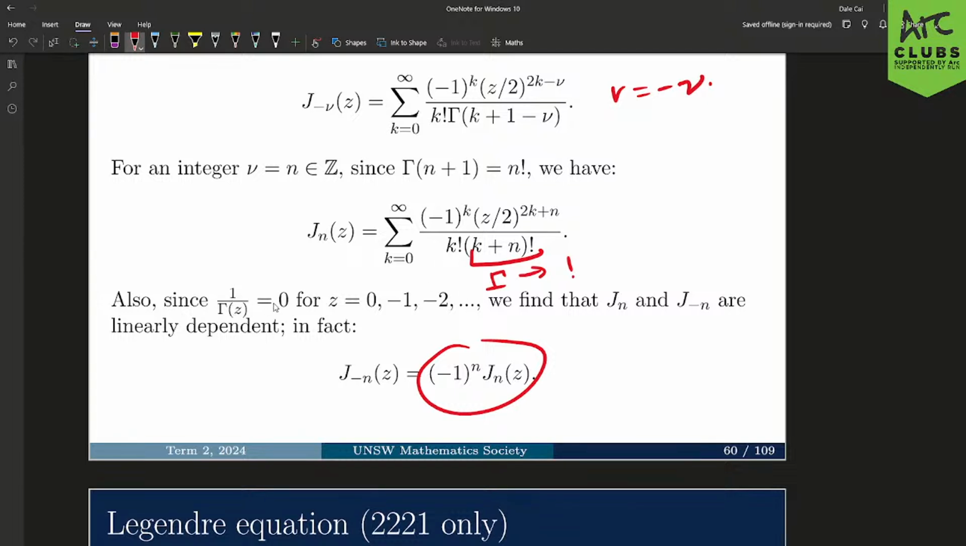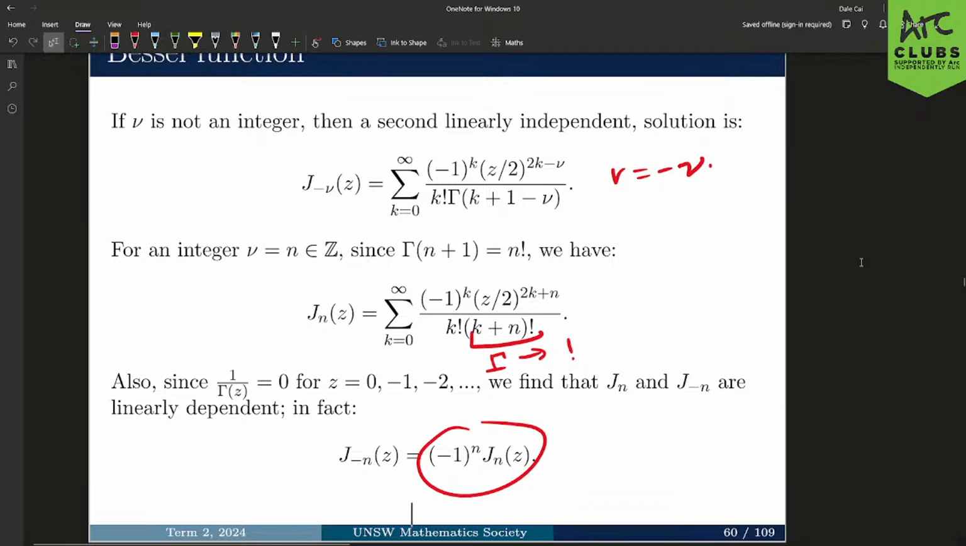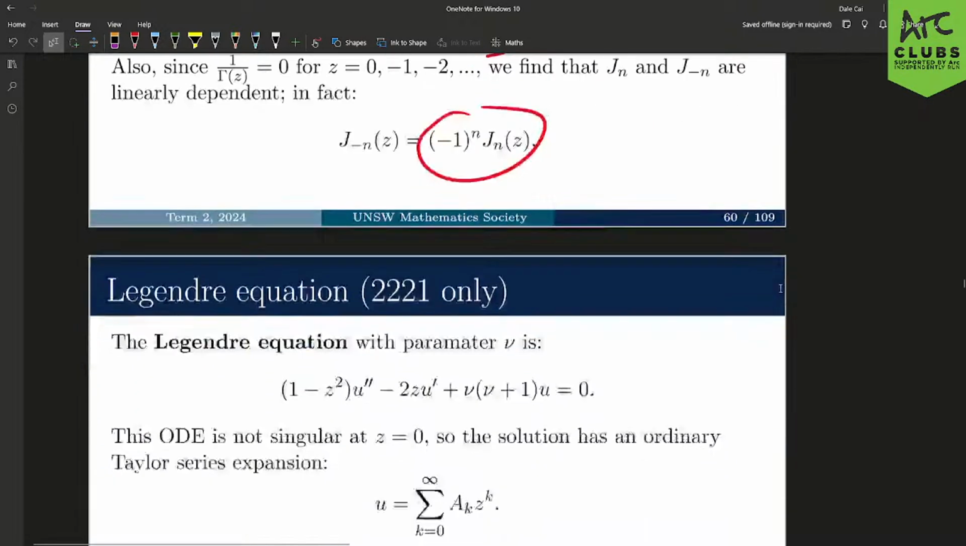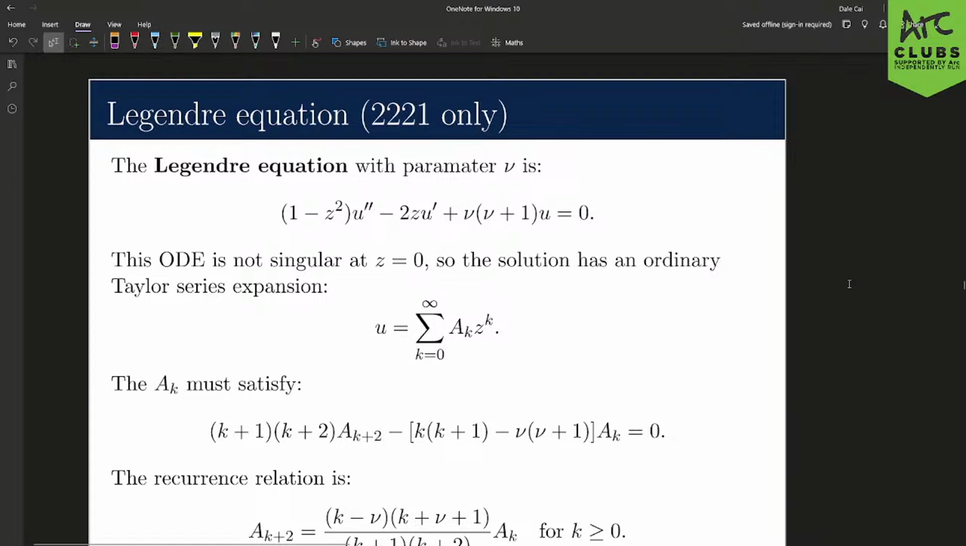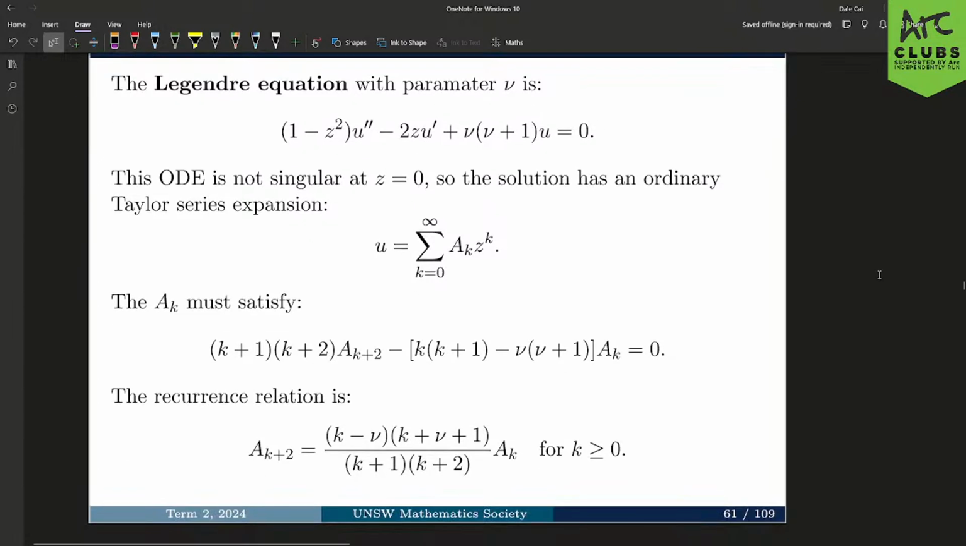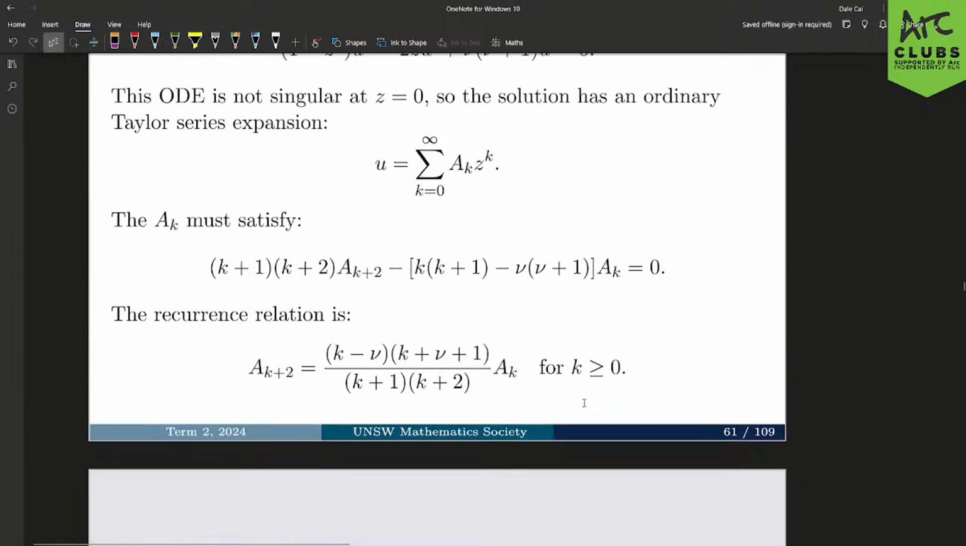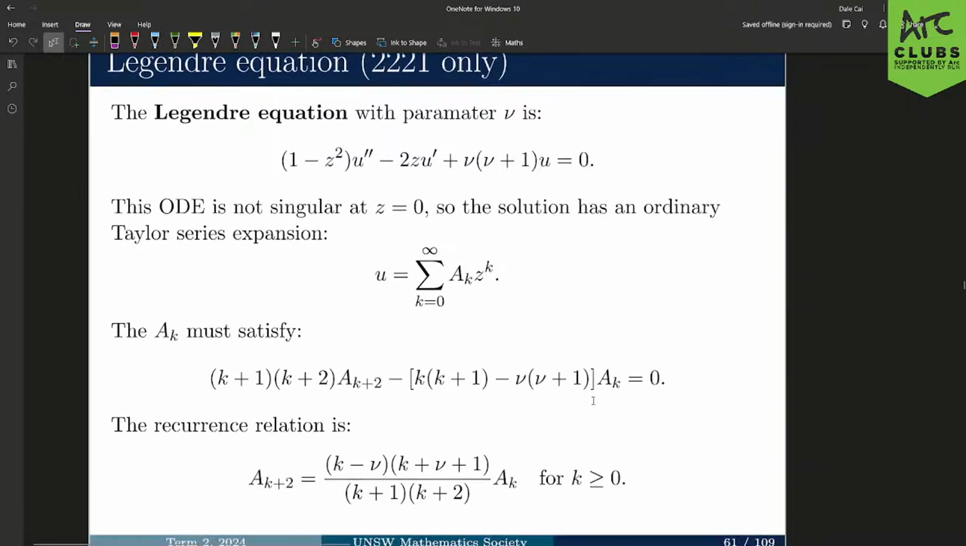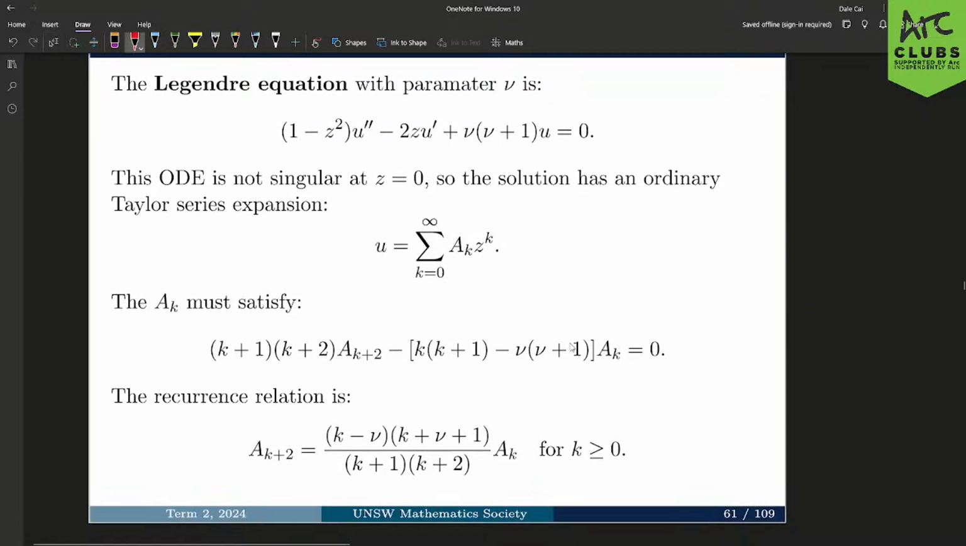1 over gamma of z is 0 for negative values of z. But again, don't worry too much about this. A Legendre equation looks a bit similar. It's not singular at z equals 0, so we have a Taylor series expansion as the solution. You find the recursion for it, and it's just very tedious. But don't worry too much about this. I highly doubt they're going to make you solve something like this in the actual exam.